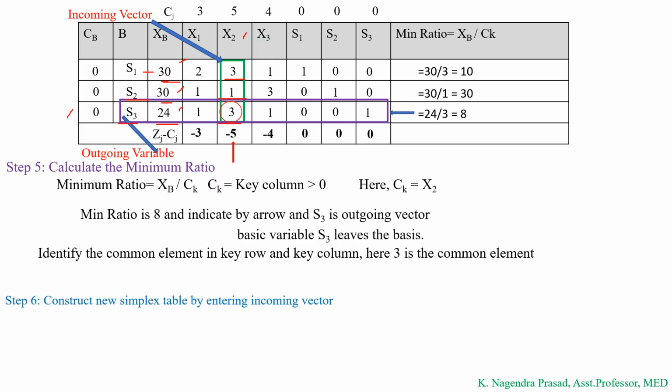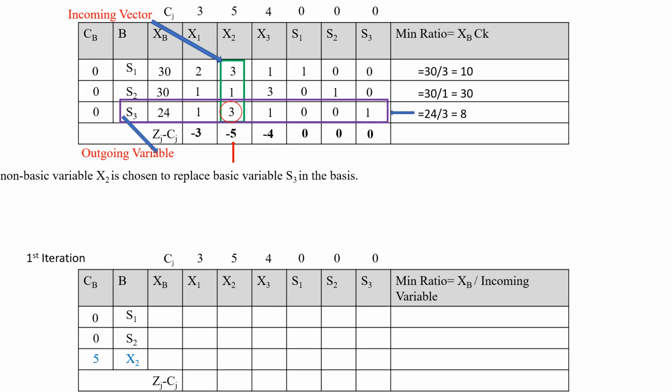Next step is to construct the new simplex table by entering the incoming vector to improve the basic feasible solution. This is the new simplex table. Here we have to replace the outgoing variable S3 with the incoming variable x2. So we have to write down x2 in the basis of the new simplex table. Similarly, write down its coefficient value, 5, in the CB column.